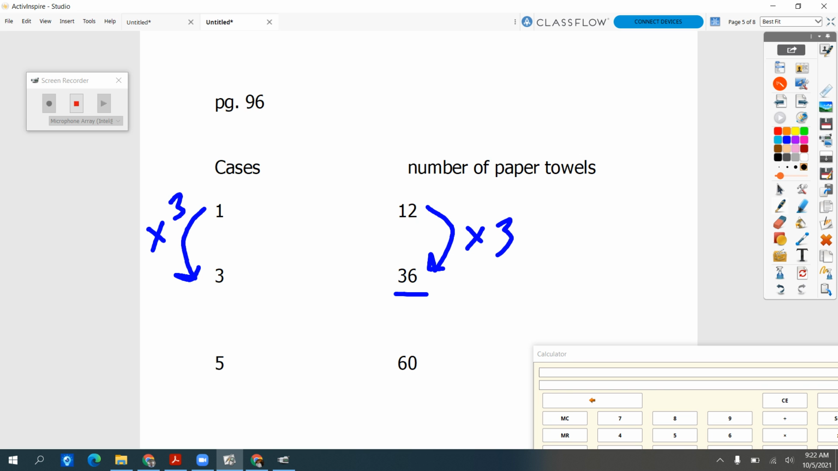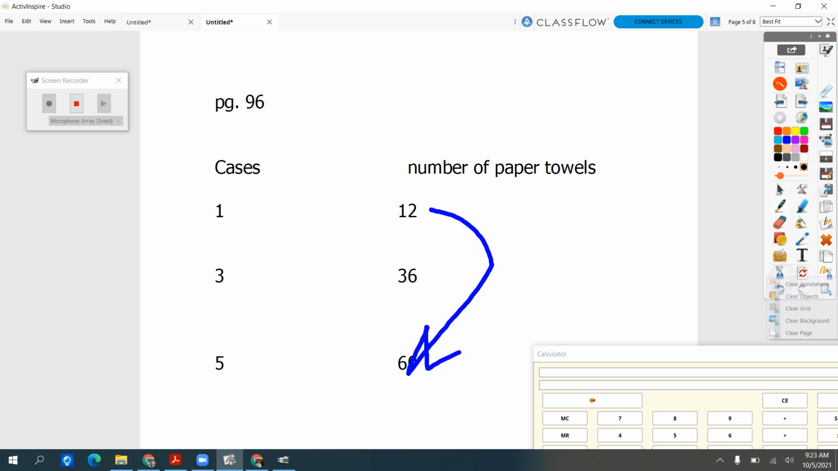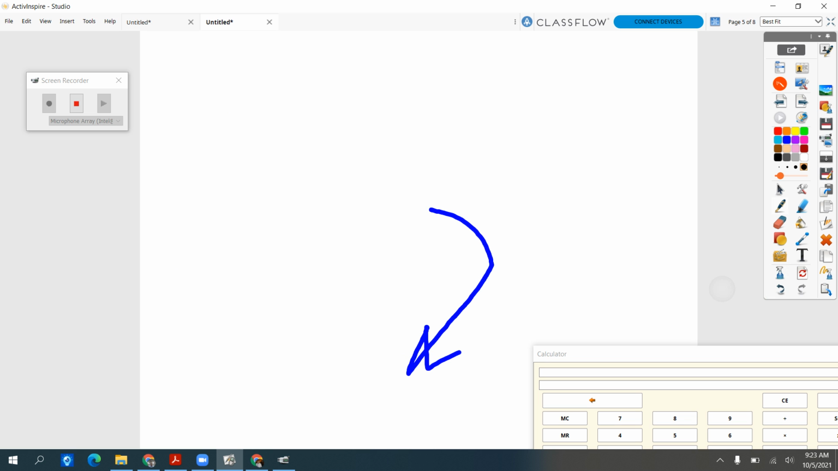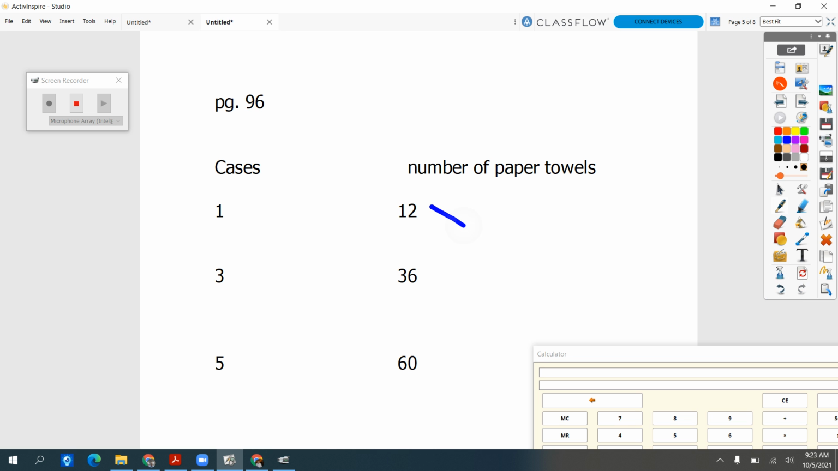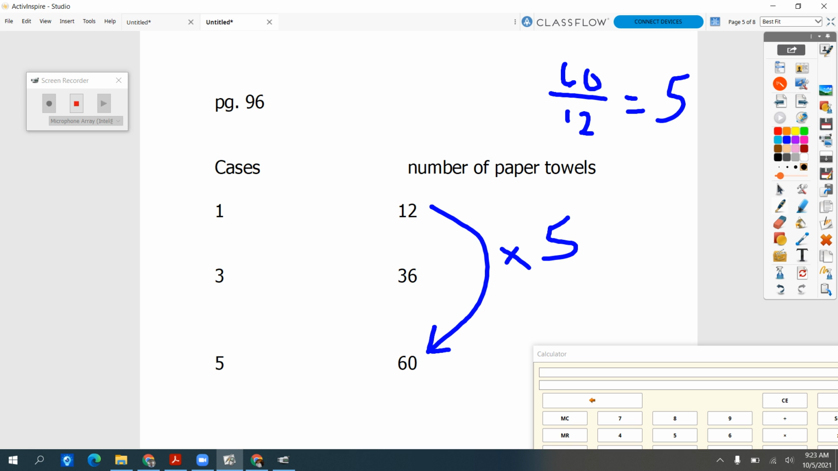The same thing works if you skip a row. So let's say you're asking yourself, how do I go from 12 to 60? Well, if you're not sure, you can always take the bigger number and divide by the smaller number. 60 divided by 12, and you will get 5. So that means you're multiplying by 5. 12 times 5 is 60. So if you do a jump down here, you're going to notice that 1 times 5 is 5. So you can go across or you can go up and down to see the relationship between the 2 things that we're talking about. In this case, it's cases and number of towels.